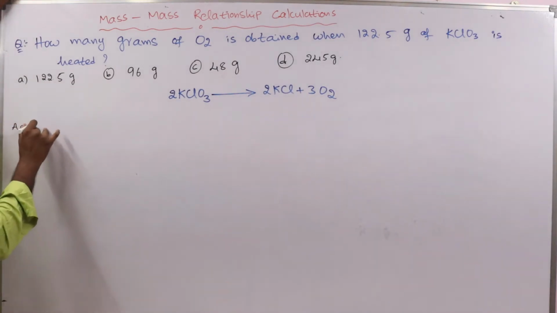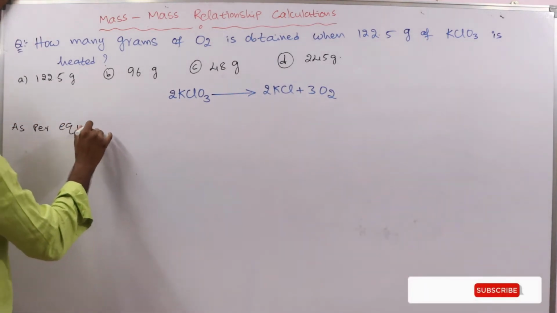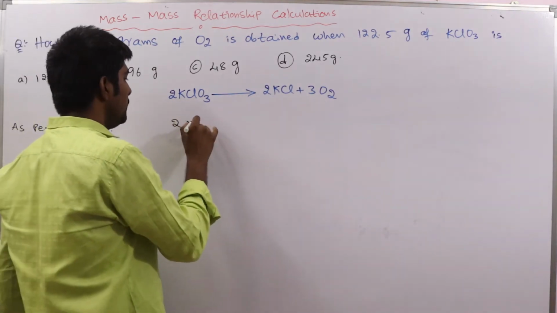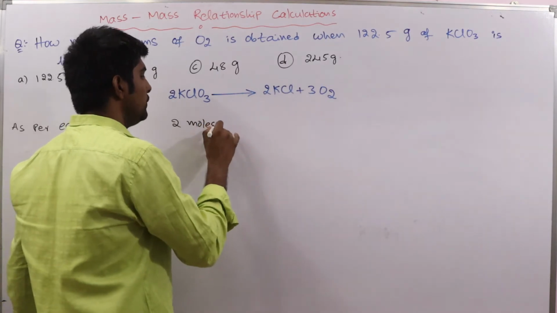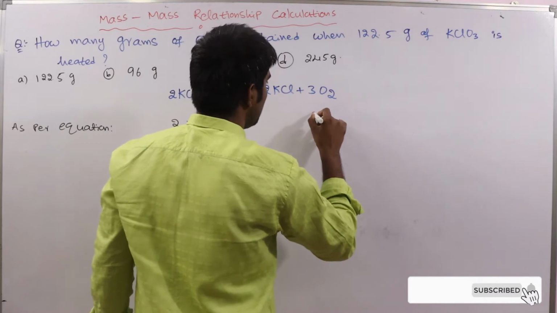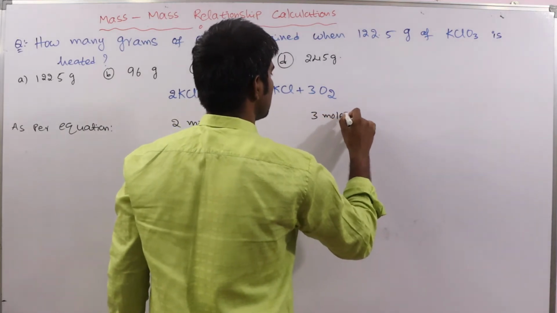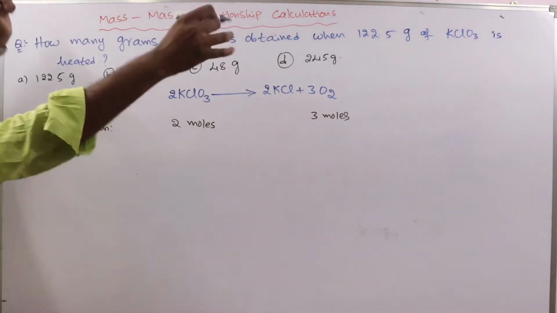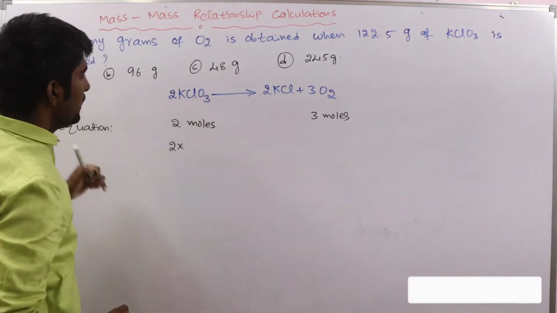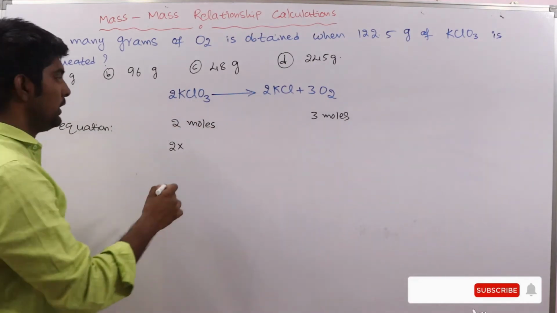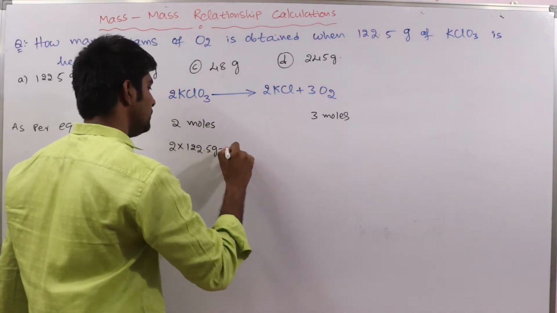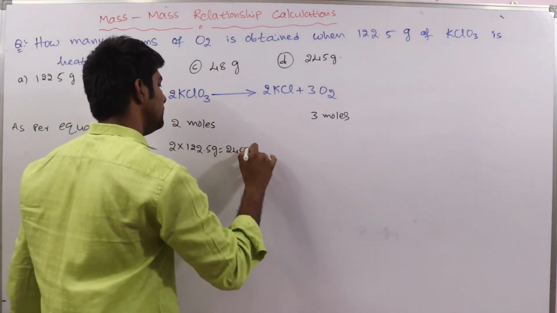Now, as per the equation, first thing you should do is this: 2 moles of KClO3 is heated and we are getting 3 moles of O2. Okay, so 2 moles is nothing but 2 into the molecular weight of KClO3, which is 122.5 gram, that is equal to 245 gram.